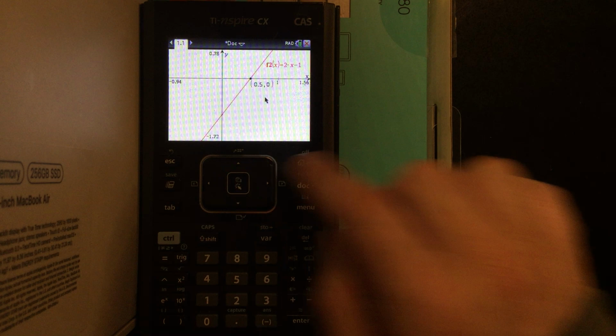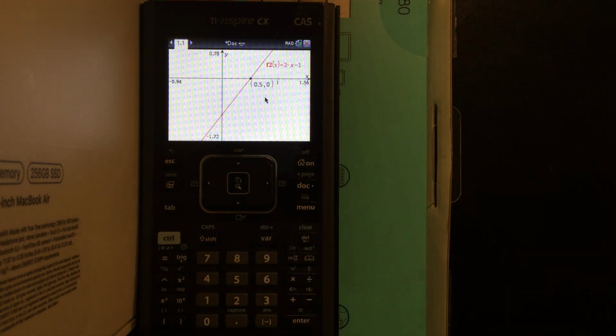Now, if your textbook says, oh, but I got this wrong, the textbook says it's a half, 1/2. Well, if by year 10 you don't know that 0.5 and a half is the same thing, then that could be a bit of a problem.